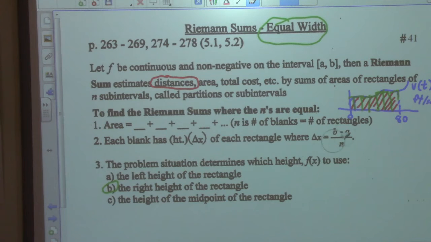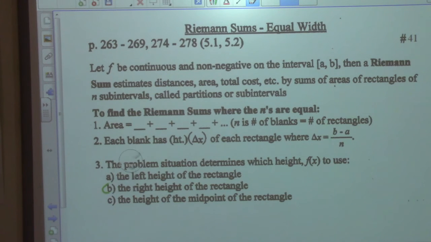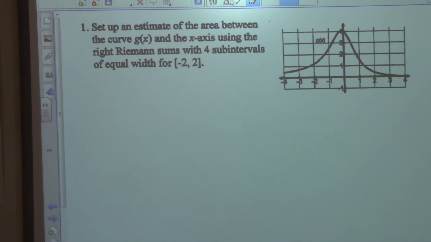And so now we go to the next page, which is right here. We're going to use a Riemann sum for this one. It says set up an estimate of the area between the curve g of x and the x-axis using right Riemann sums with 4 subintervals of equal width. Here it says between -2 and 2. So if we have -2 to 2, and we need 4 subintervals of equal width, what is going to be the value of those subintervals?